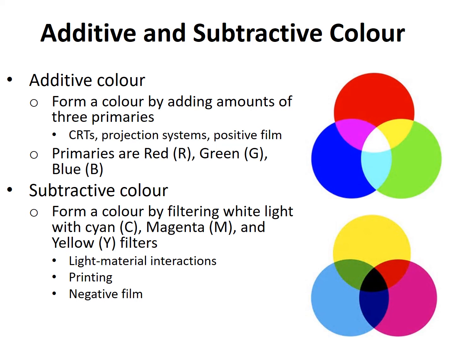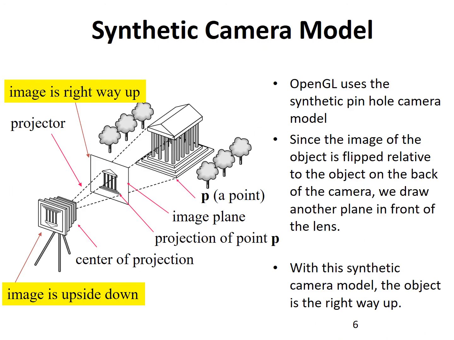Subtractive colors form a color by filtering white light with cyan, magenta, and yellow filters. These are used in light material interactions. They are also used in printing and in negative films.